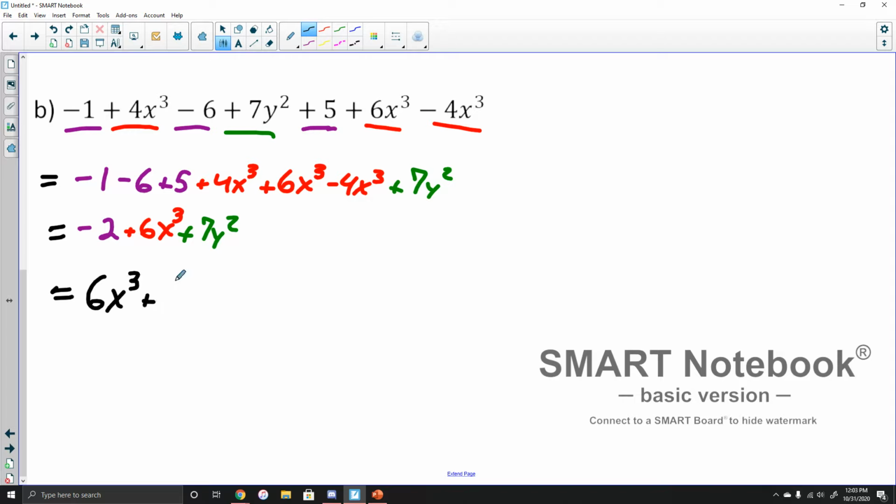And then I like to put any variables first here, -2. You could write it in any order you would like. You just need to make sure you keep all your signs the same. So that would be combining all the like terms for that one. Now, if we had another y squared in here, we'd have to combine that here, but we didn't.